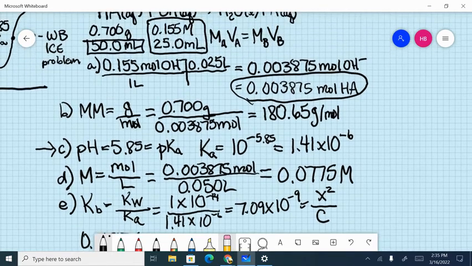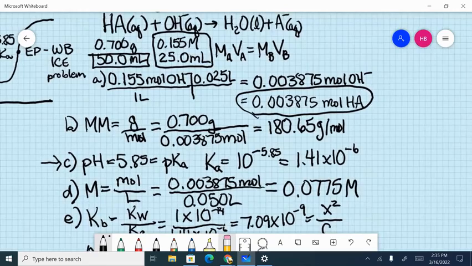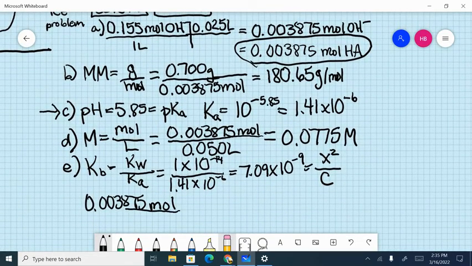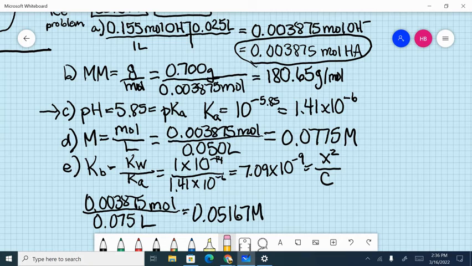And let's go back up. What is my volume at the equivalence point? 75 milliliters, so 0.075 liters. That gives me a concentration, which, you know this is a dilution problem, so the concentration better have gone down, of 0.05167 molar. Not really worrying about sig figs right now. So let's put my concentration here now.